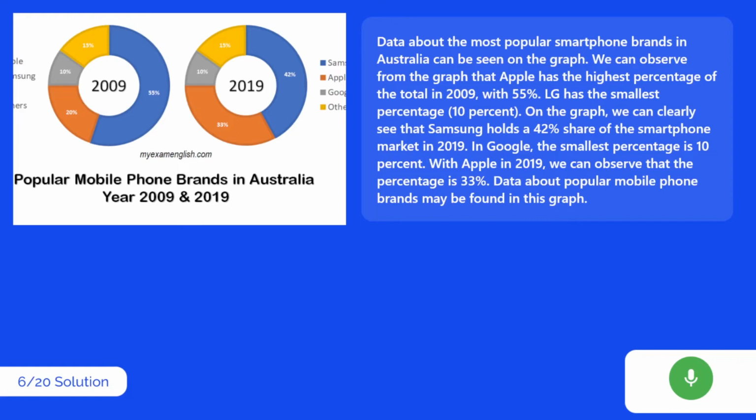On the graph, we can clearly see that Samsung holds a 42% share of the smartphone market in 2019. In Google, the smallest percentage is 10%. With Apple in 2019, we can observe that the percentage is 33%. Data about popular mobile phone brands may be found in this graph.